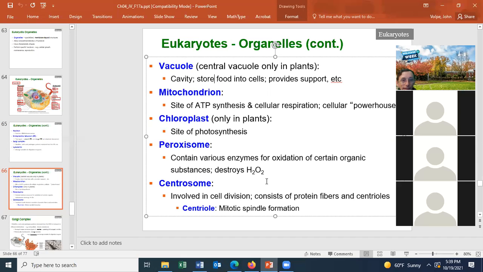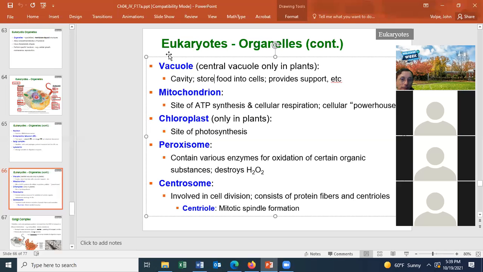All right, the centrosome is not a membrane-bound organelle. It is a non-membrane-bound organelle. The centrosome is involved in cell division. It does make up the centriole, which forms the mitotic spindle when the cell is undergoing mitosis or meiosis. At least the centriole forms the mitotic spindle in animal cells. I should word it that way. Any question about any of these organelles?